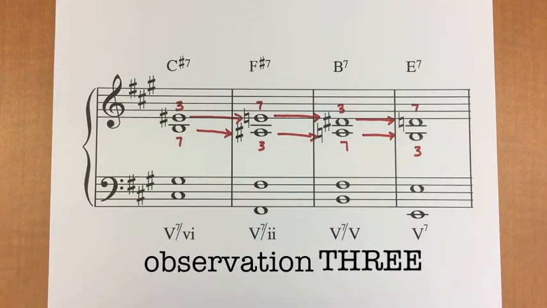Our third observation involves us looking at the left hand and noticing that we move from a fully voiced dominant 7th chord with a root, 3rd, 5th, and 7th to a dominant 7th chord with the 5th omitted and the root doubled. The reason for this is to avoid parallel fifths in our left hand.